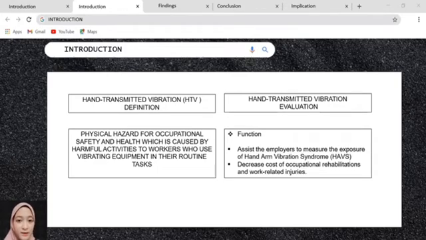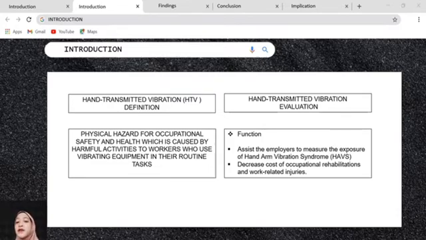My name is Fatina Zulaika binti Hishamuddin, and today I will be presenting on the prediction of hand-arm vibration exposure cause-effect among grass cutting workers in Malaysia. First of all, I will be talking about the introduction of this journal.